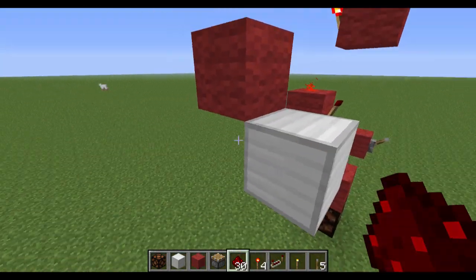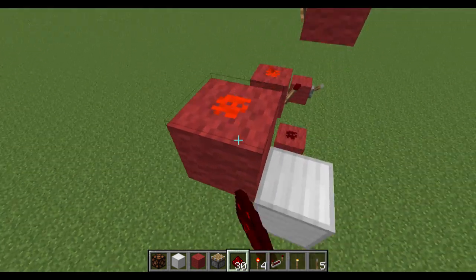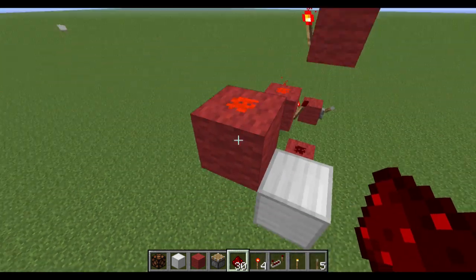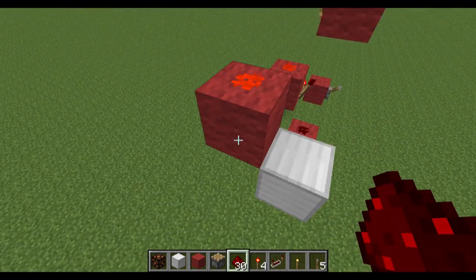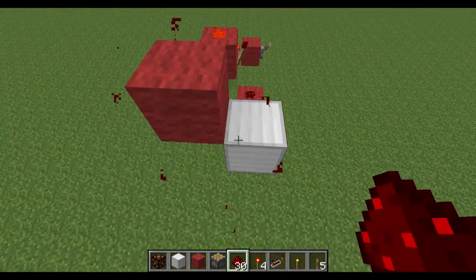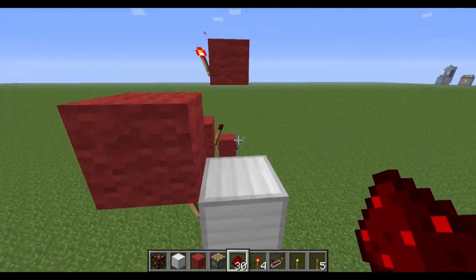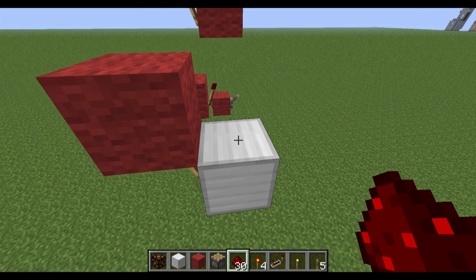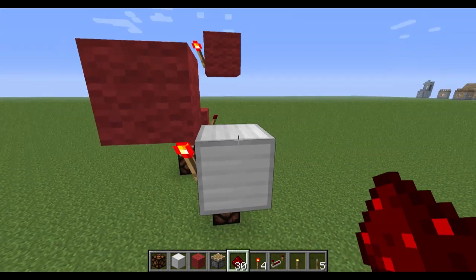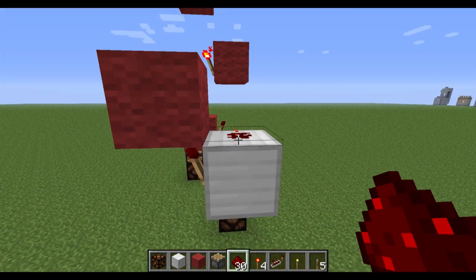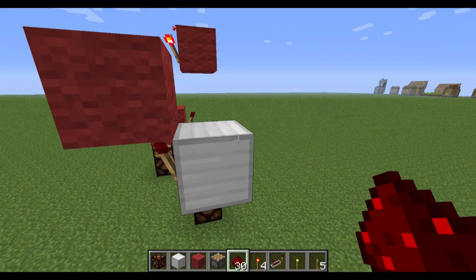Here's something you need to keep in mind. And notice you put redstone right there and it glows because this block is receiving power, which powers that, right? If you try to put redstone dust right there, watch what happens. Right? And it burns out.